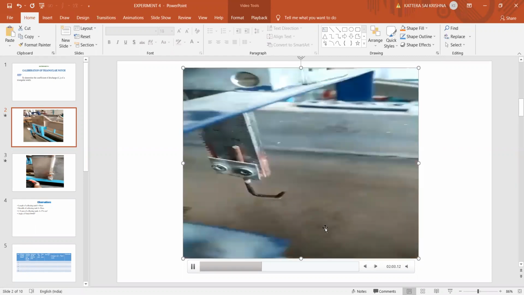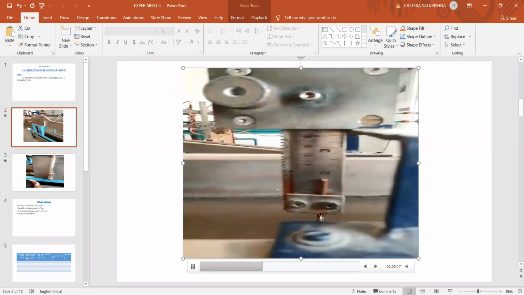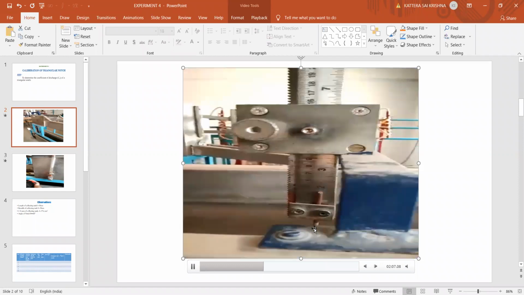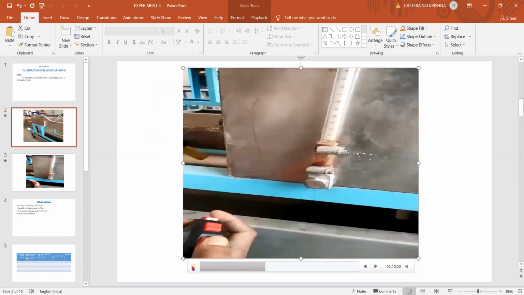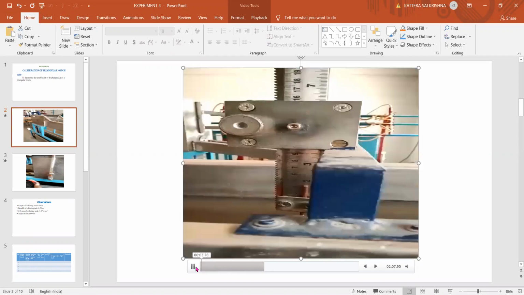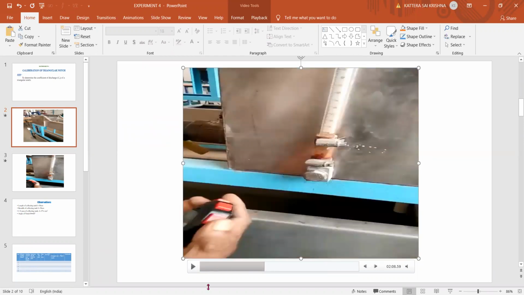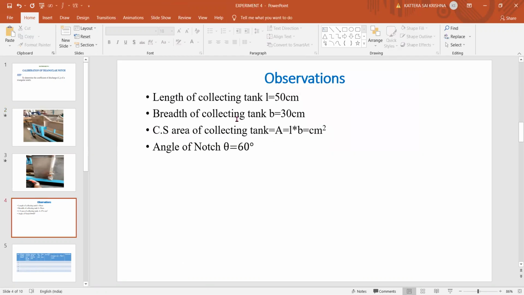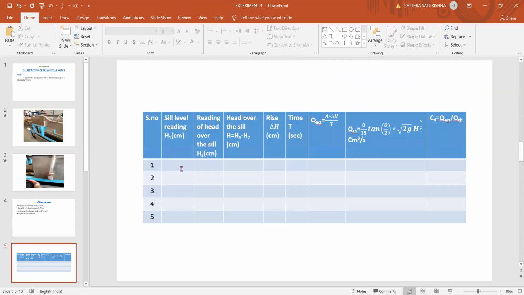Until you see that the pointer is touching only the top surface, we need to wait there because the water level will slowly increase. Right. So now for the first reading, you see the tabular column. What will we take? First we'll take the sill level values.